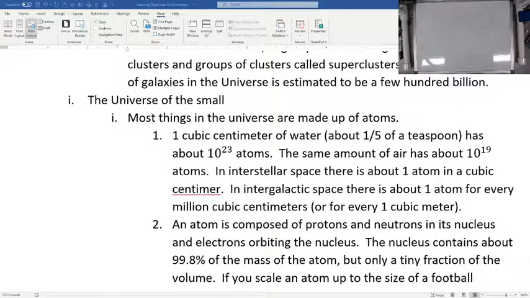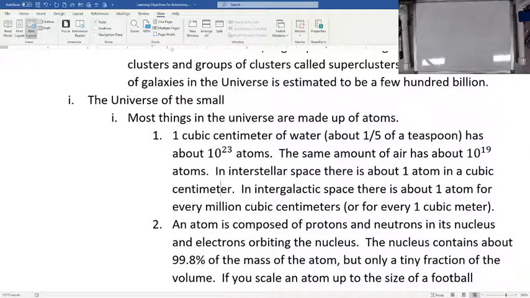If I had the same amount of air, a cubic centimeter of air contains about 10 to the 19th atoms, and so that's about 10 million trillion. So that's a lot of atoms, right? That's in our atmosphere. But in interstellar space, it's much different. If you're out in the galaxy somewhere between stars, not near stars, but between them, there's about 1 atom for every cubic centimeter. 1 atom in that box.